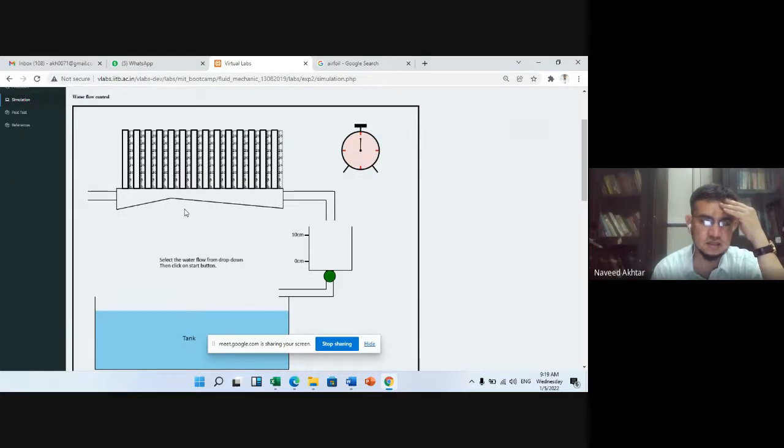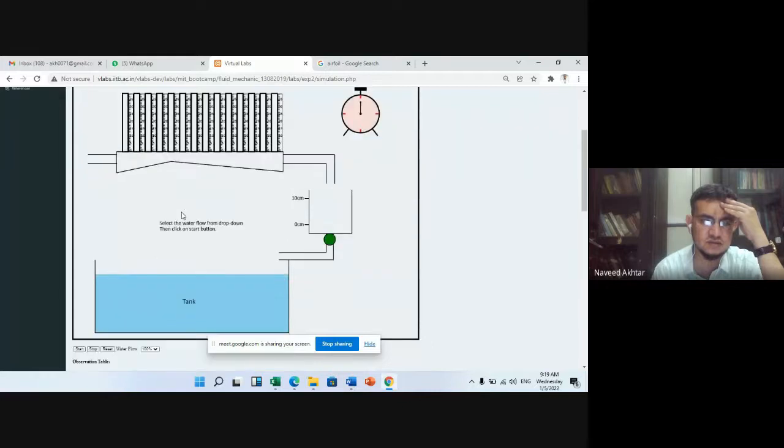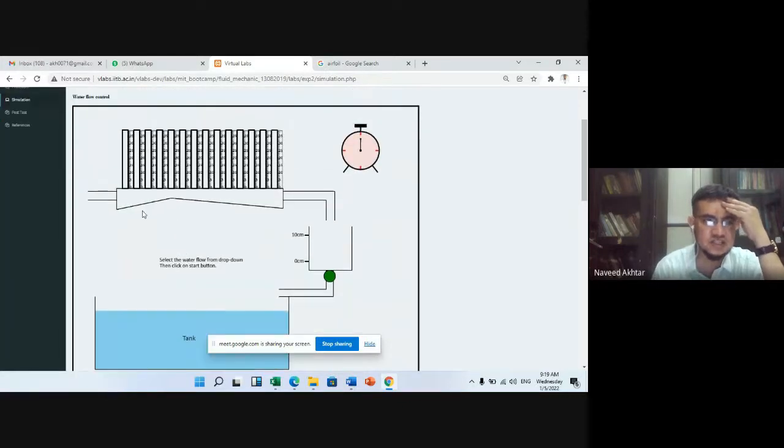Readings are... I will share with the PDF file, you have to put the reading there. So you can see here, this is the setup for the Bernoulli equation.